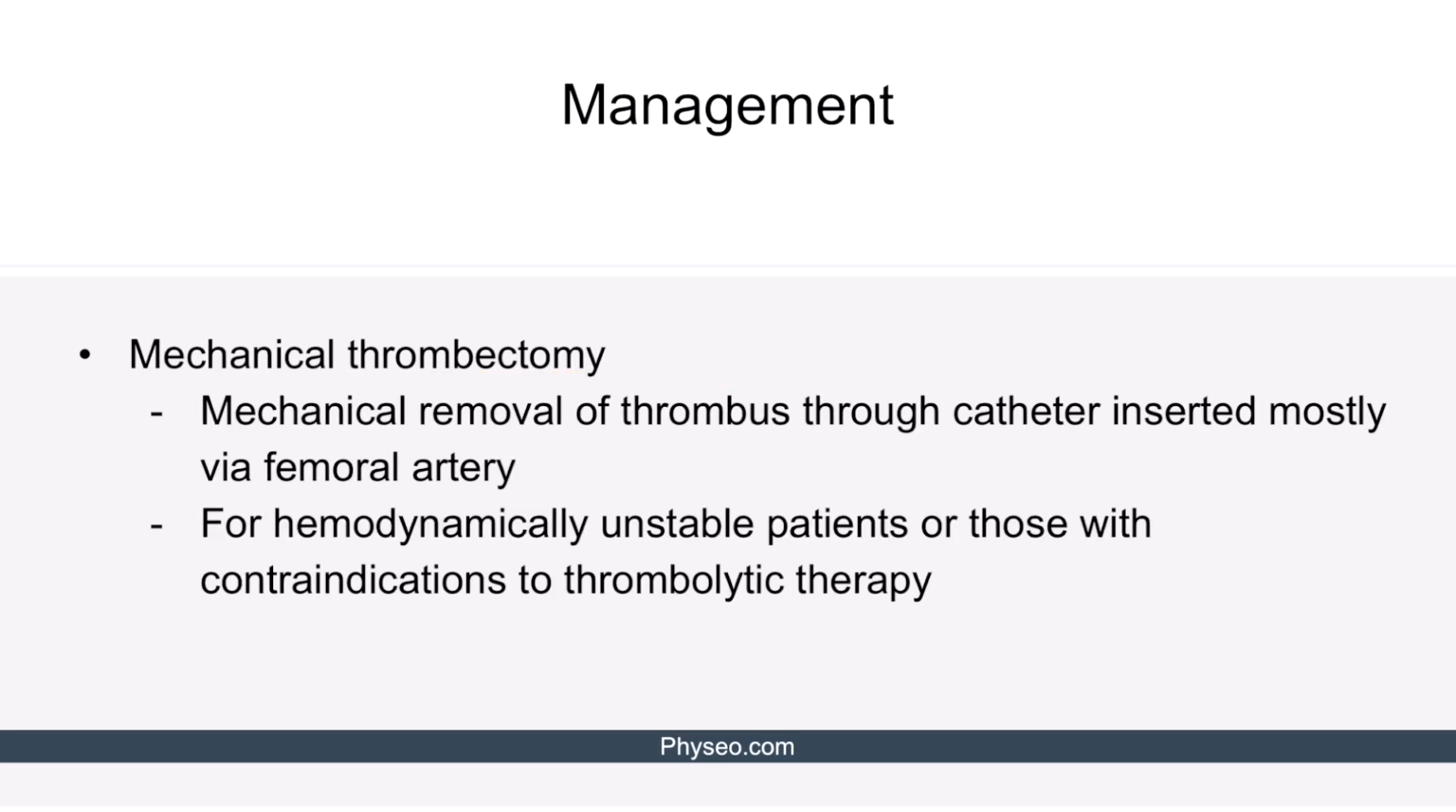Another treatment option is mechanical thrombectomy, which is the physical removal of a thrombus through a catheter, which is usually inserted via the femoral artery. It is used when the patient is hemodynamically unstable or has contraindications to thrombolytic therapy.